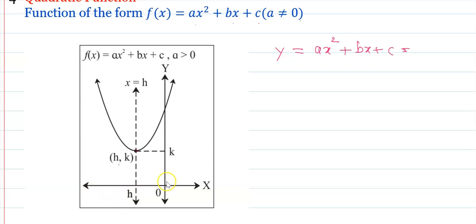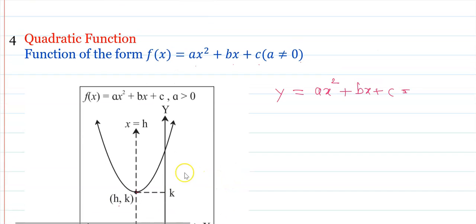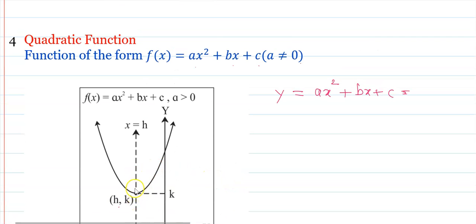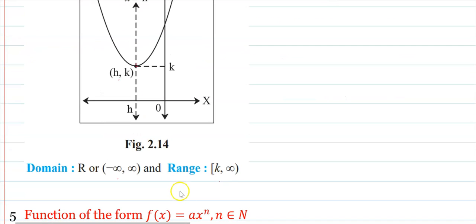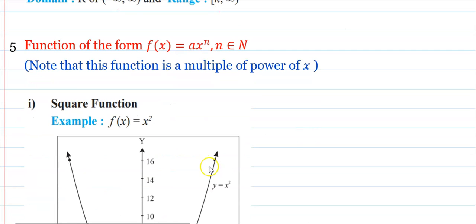Its domain. Domain is minus infinity to plus infinity, and what will the range be? The value of y. The value of y will be from here upward, that is k to infinity, and the value of x means what? This total x-axis, means minus infinity to plus infinity. You just need to remember this normally.